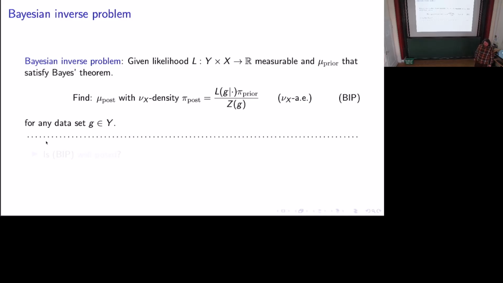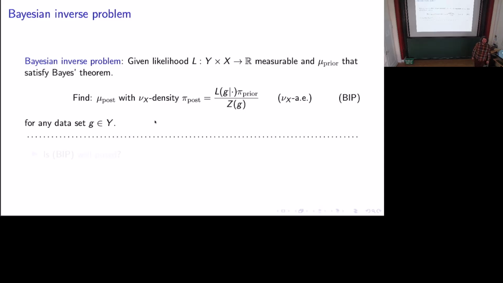Now, what is a Bayesian inverse problem? Because when we talk about ill-posedness, we first need to fix what it actually means. I fixed it some time ago because somebody had to do it. I say a Bayesian inverse problem is: we have a likelihood and we have a prior, and the Bayesian inverse problem is finding the posterior that has essentially this density given by the Bayes formula.